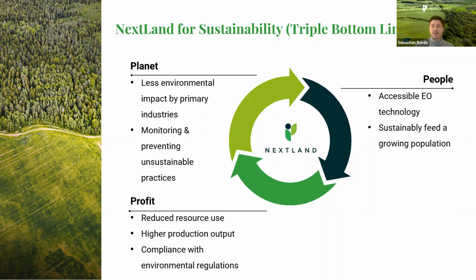And when it comes to planet, I think it's obvious that by using NextLand services, farmers and foresters can, of course, reduce their environmental impact due to their daily operations. And let's say the public authorities or governmental institutions may be able to monitor and prevent unsustainable practices in these primary industries way more efficiently.